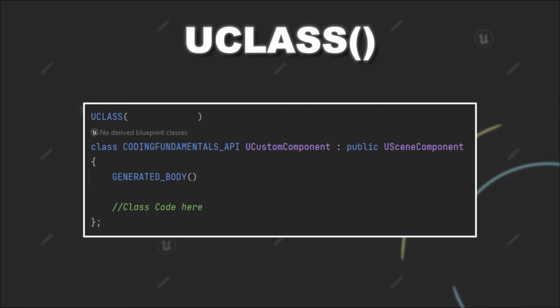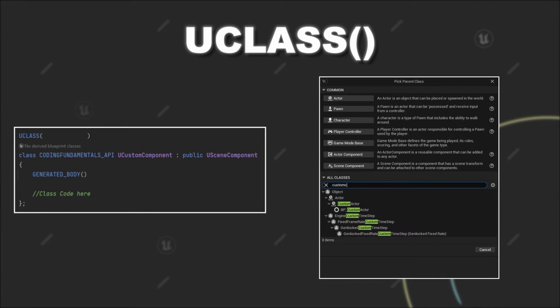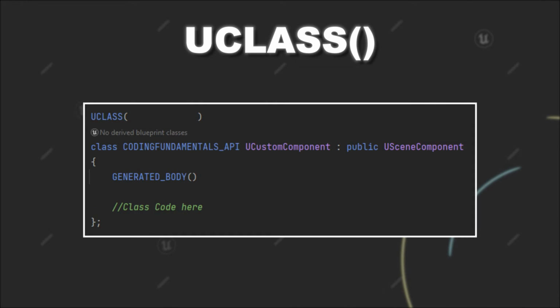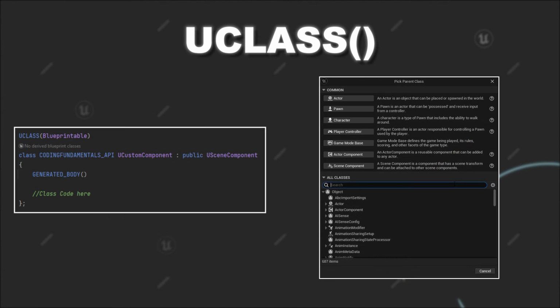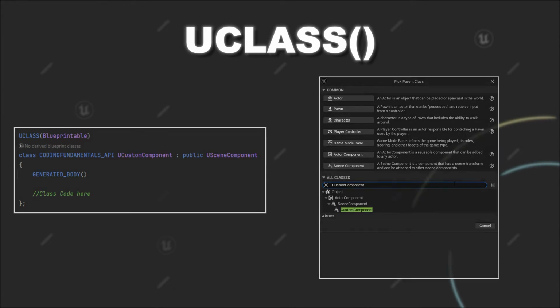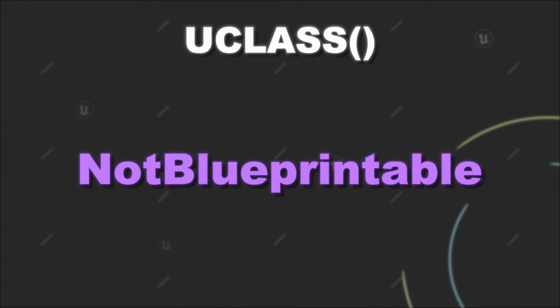Let's say you create a new custom scene component in C++ and now you want to extend it through Blueprints. However, if your UClass macro is empty like this, you will see that you cannot base your Blueprints on our newly created class. To fix that, you have to add the Blueprintable specifier to your UClass macro, and then you will be able to see your class when selecting the parent class for your Blueprint. If you specifically don't want it, you can also write the NotBlueprintable specifier, but this, as you can see, is also the default.